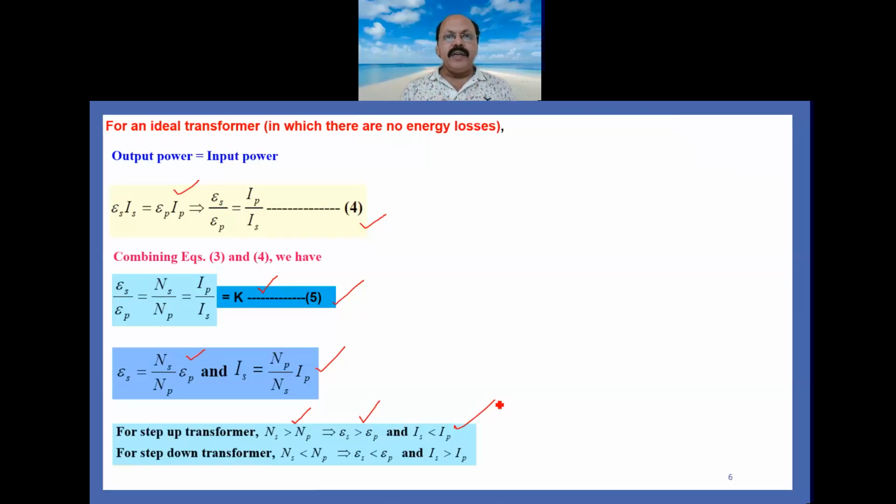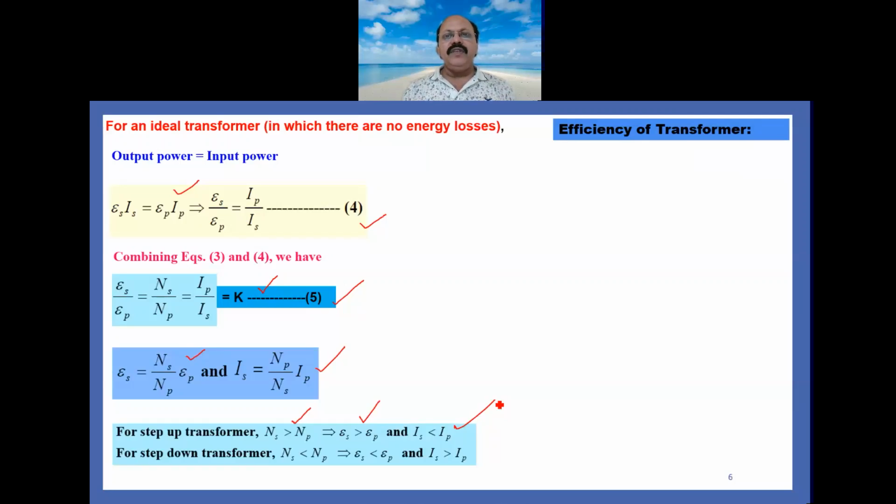Now for step down transformer, NS less than NP, means the number of turns in the secondary must be less than the number of turns in the primary coil. So in that condition, ES less than EP, means the voltage gets stepped down. In that condition, the output current is stepped up, that is IS greater than IP.